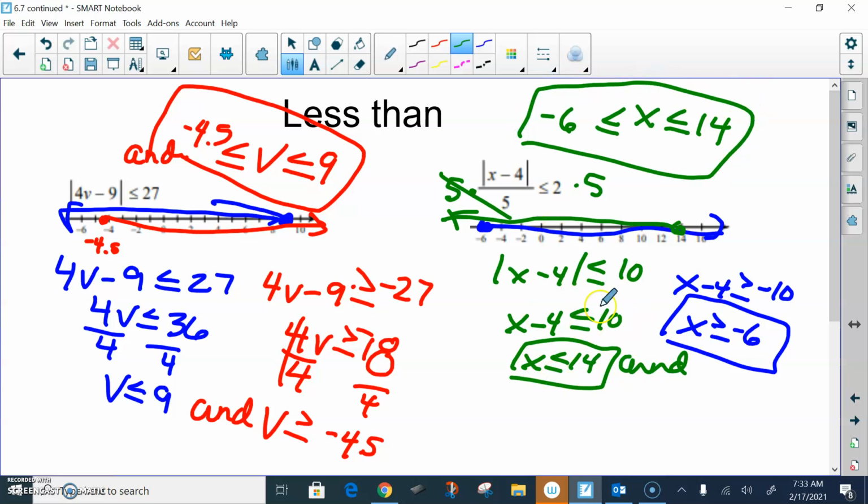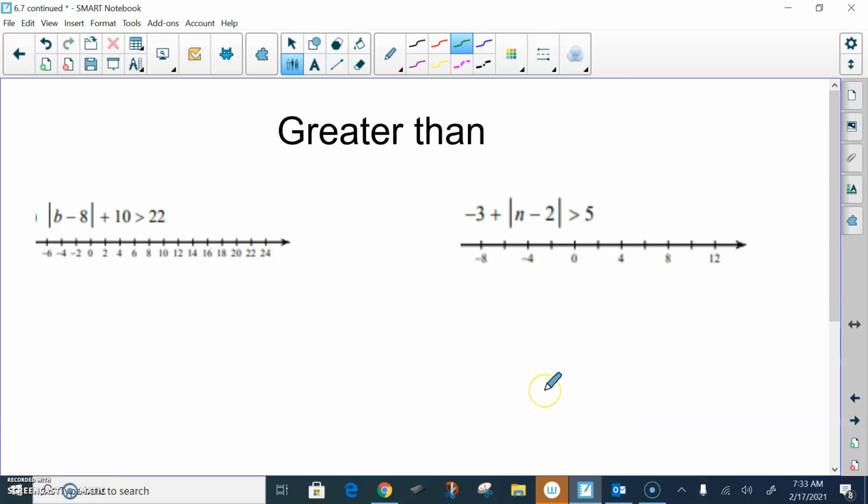So you'll see it written both ways, as an "and" or in one statement. That's when you start with a less than or equal to. Let's see what it's going to look like when it's broken, when it's a greater than symbol. So again, the first thing you want to do is simplify it so the absolute value is by itself. So you get the absolute value of b minus 8 is greater than 12.